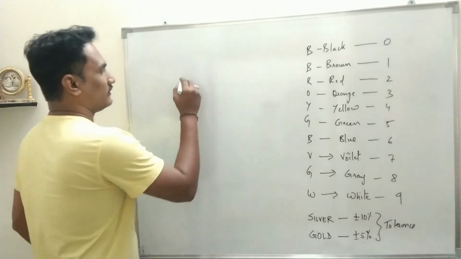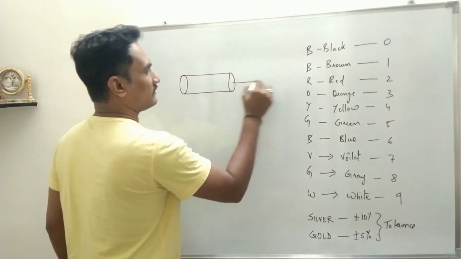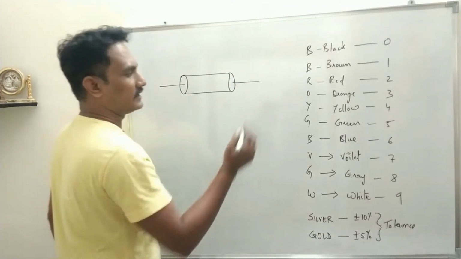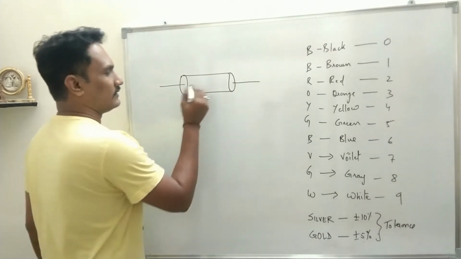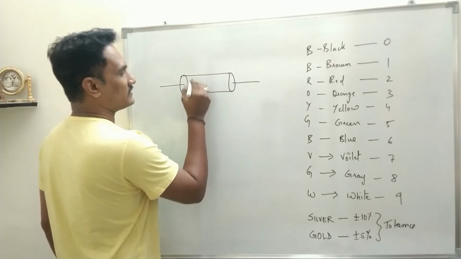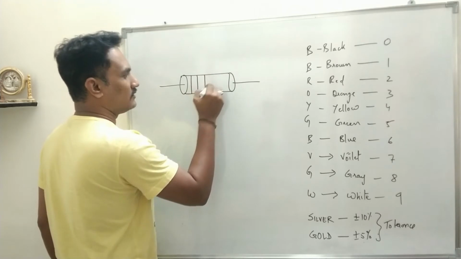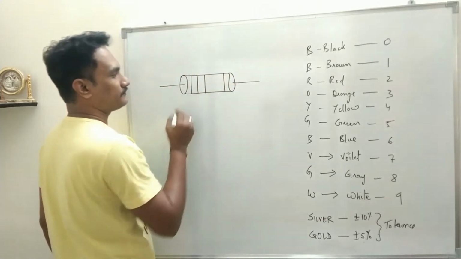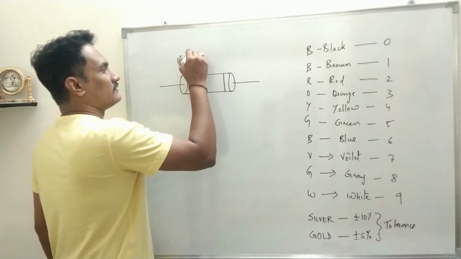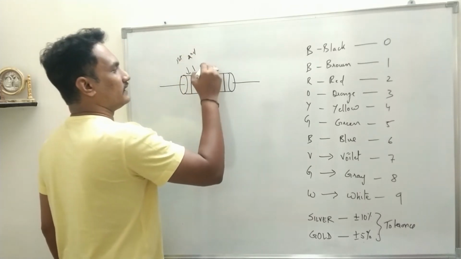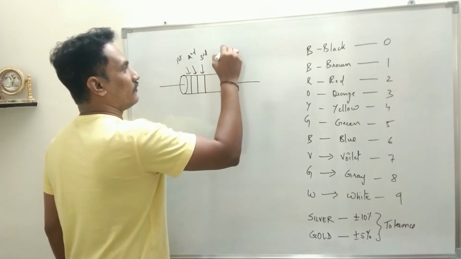So resistors, as we know, don't have polarity. They are non-polarized. The two terminals can be connected in any proper combination. Now it has 4 bands, 1, 2, 3. So this is your first band, second band, and this is the third one, this is the fourth one.